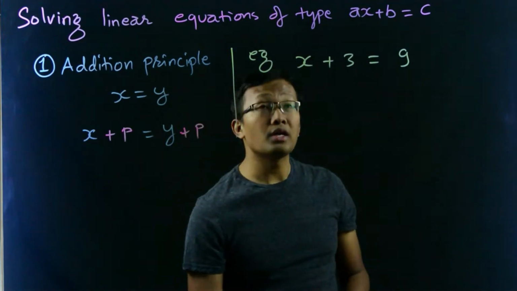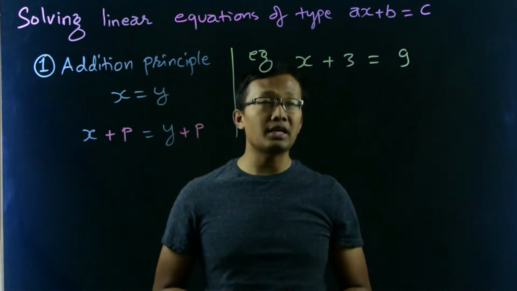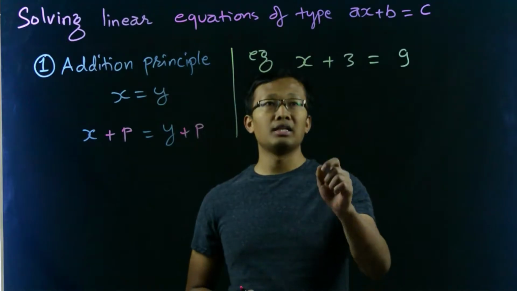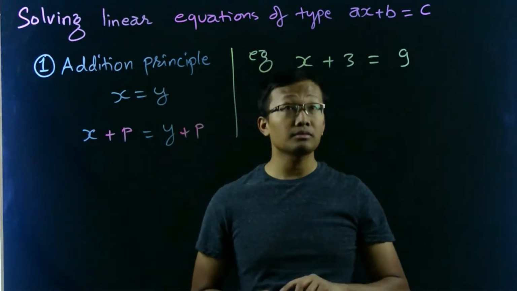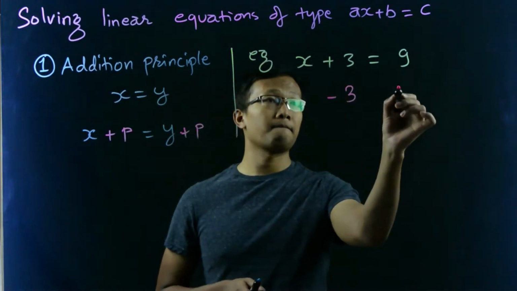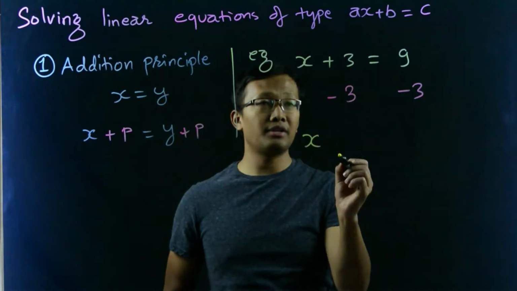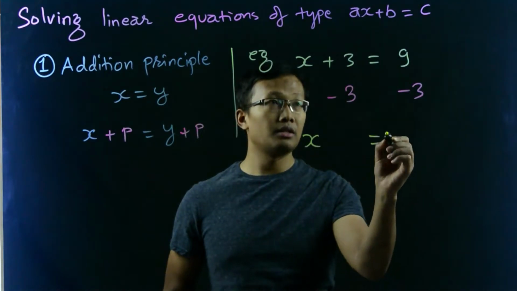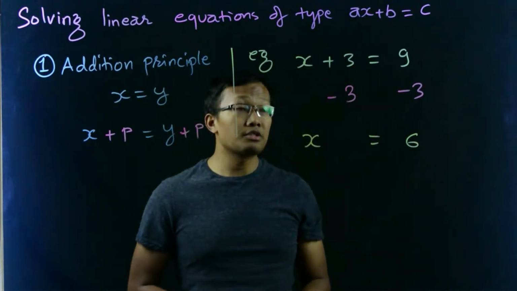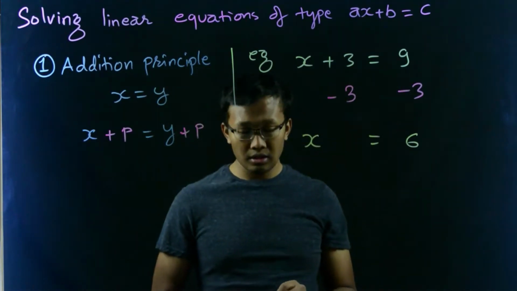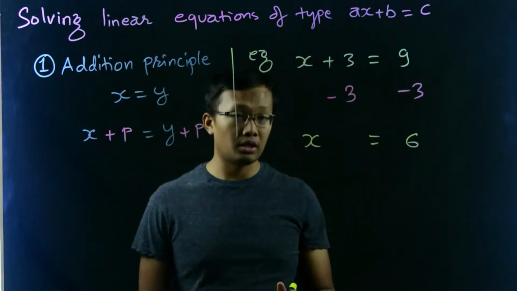Here, we want to make x all alone by itself on the left hand side. So for that, let us add -3 on both sides. x, 3 and -3 cancel out each other. 9 minus 3 is 6. x = 6 is our solution, and we want to check whether this solution is true or not.